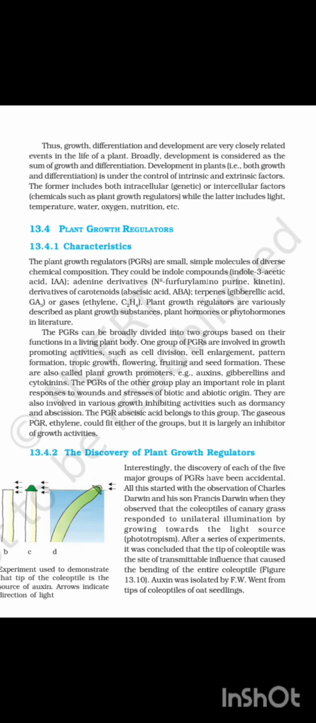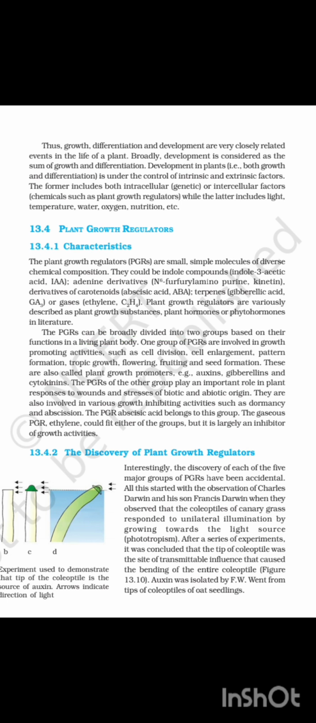13.4 Plant Growth Regulators (PGRs). 13.4.1 Characteristics. The plant growth regulators (PGRs) are small, simple molecules of diverse chemical composition. They could be indole compounds, indole-3-acetic acid (IAA); adenine derivatives, N6-furfurylaminopurine, kinetin; derivatives of carotenoids, abscisic acid (ABA); terpenes, gibberellic acid (GA3); or gases, ethylene (C2H4). Plant growth regulators are variously described as plant growth substances, plant hormones or phytohormones in the literature.